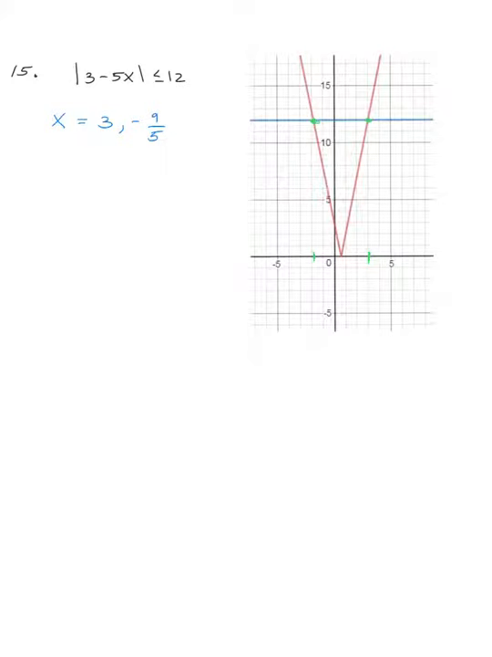So where is the absolute value of 3 minus 5x less than 12? That is where I'm highlighting over in green. So it's going to be between those two values. This means my answer is from negative 9/5 to 3, and including both of those values.